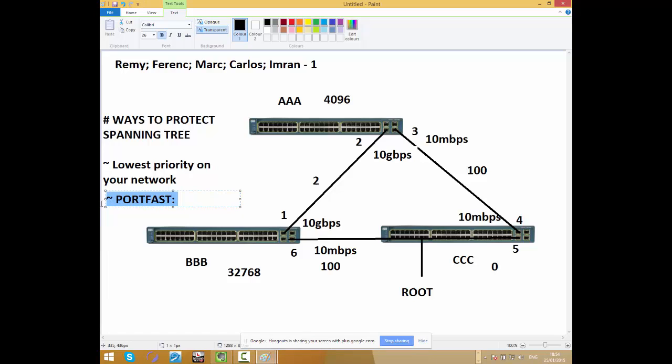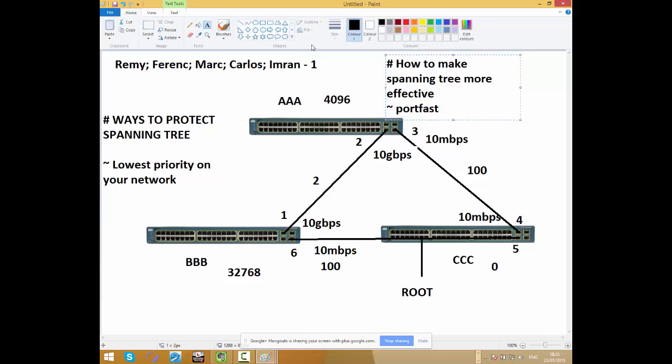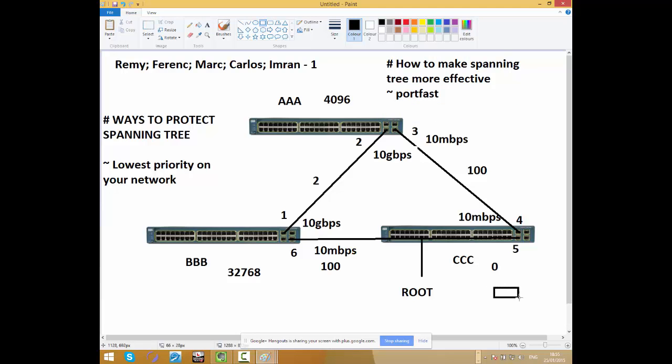So actually, I wouldn't put PortFast as a way to protect spanning tree. I would put PortFast as a way to make spanning tree more effective. So this is what PortFast means, guys, and what Imran mentioned. If I have a computer here, it's not a switch, right? It's a computer, it's sending traffic, it's not sending BPDUs.